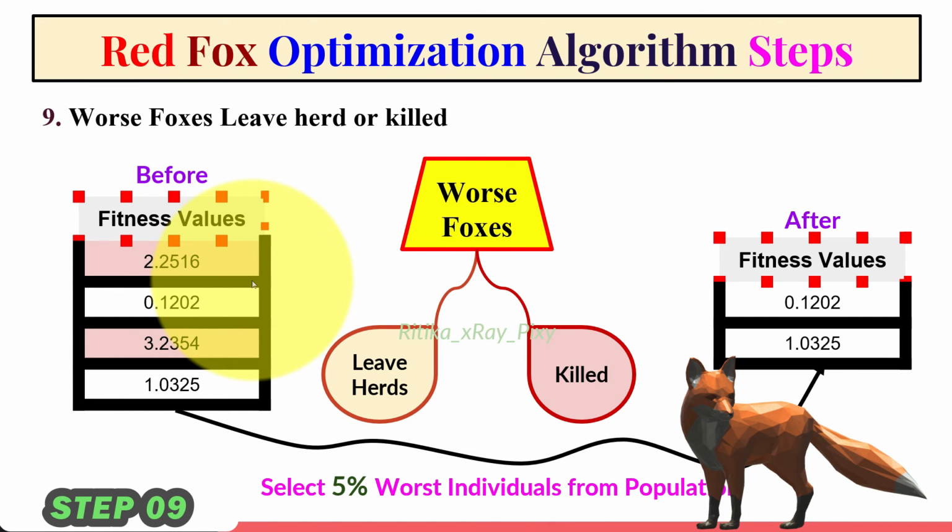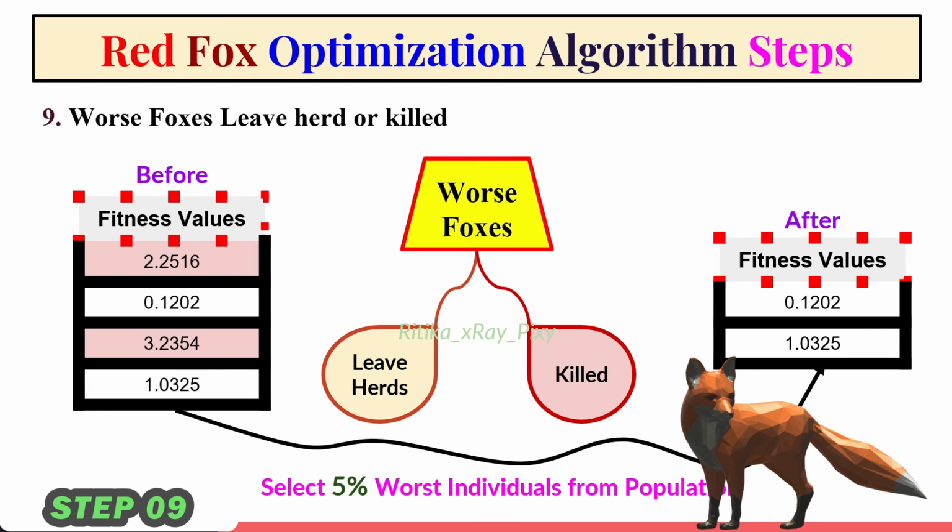So here suppose we are doing the minimization and we need the minimum values only. So right now again you can see here we have two maximum values. Remove these values. So it is assumed here. So this is used to simulate in real life whether the fox is killed by the hunter or they leave the herd and now they are moving solitary or they will make their own group.